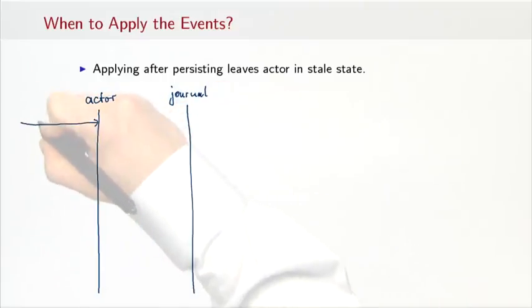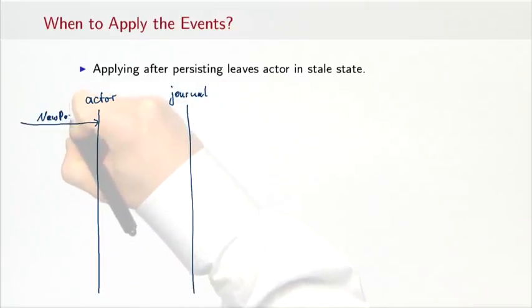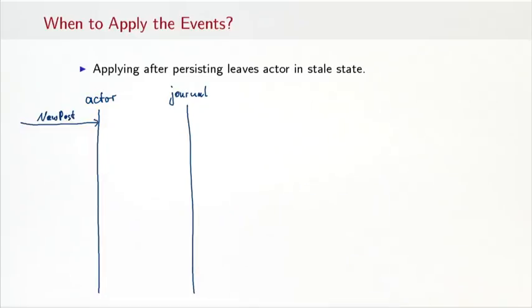When the actor receives a new post, we have done several things. The first of which was to check whether posting is currently enabled or not. I'll mark that with this red color here. And let us say the check was positive, then we persisted the new blog post.